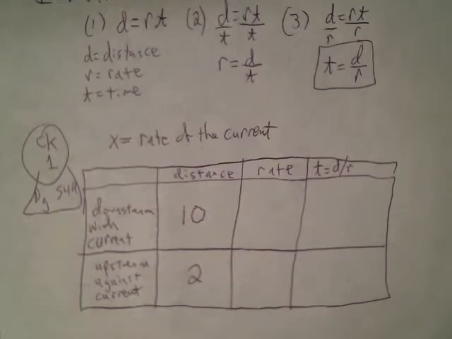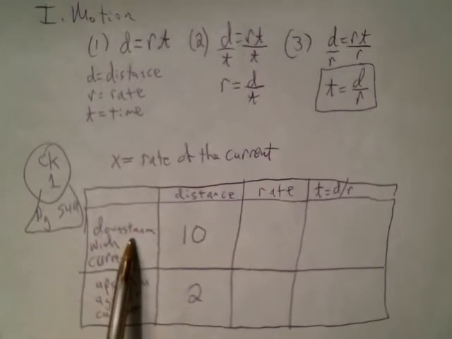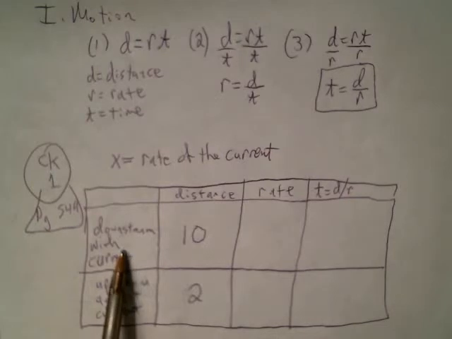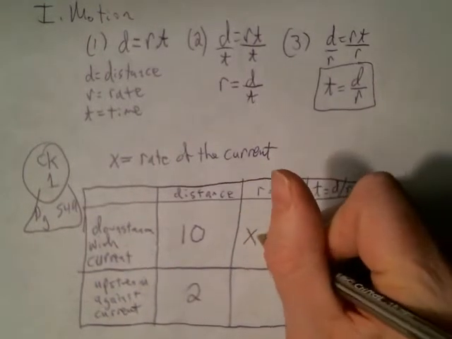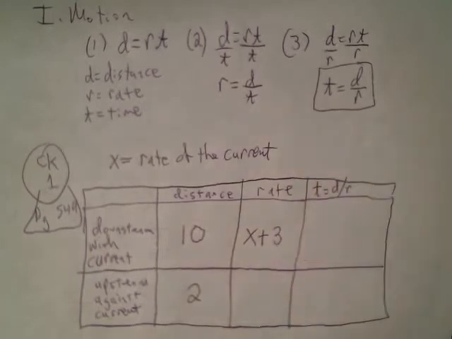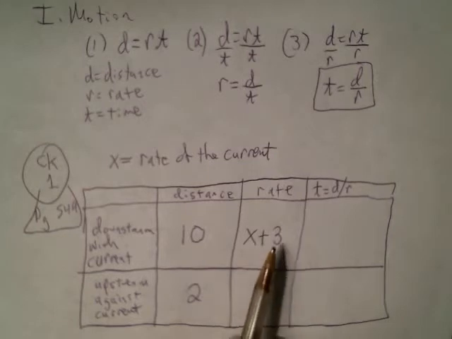Now for the rate, you have to use your noggin a little bit. When you're going with the current, it's going to be the rate of the boat plus the rate of the current. The rate of the boat is given: in still water, your average canoeing rate is 3 miles per hour. So going with the current, it's the rate of the water plus the rate of the canoeing. You have to imagine the water's pushing you, so you're going to be going a little faster. So it's x plus 3. You may think 3 times x, but no, you're just going to add the speeds together.